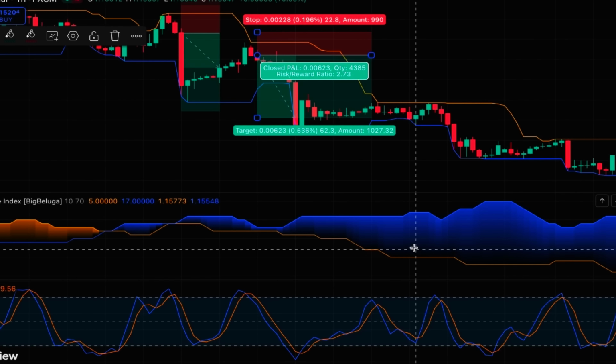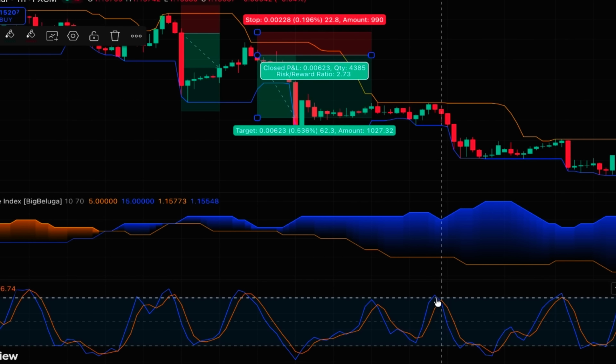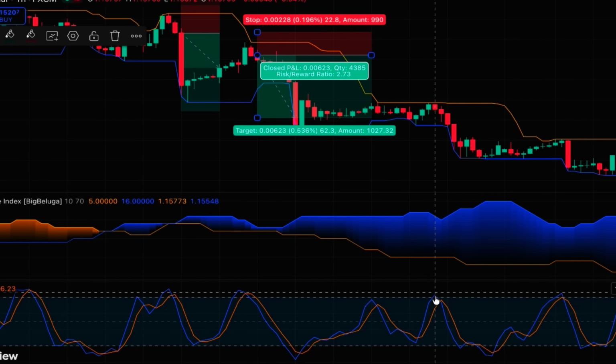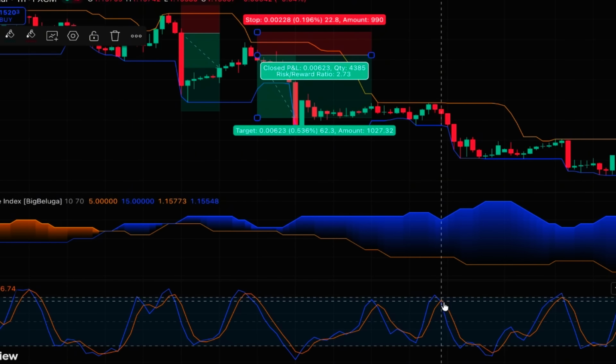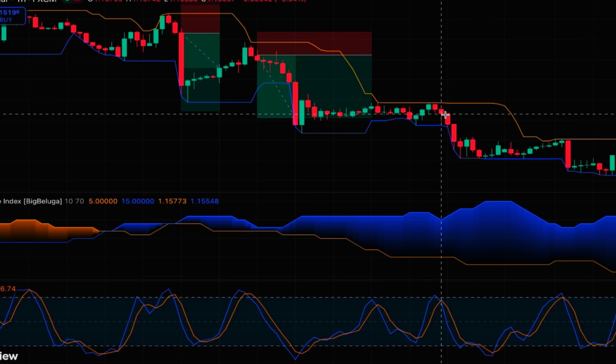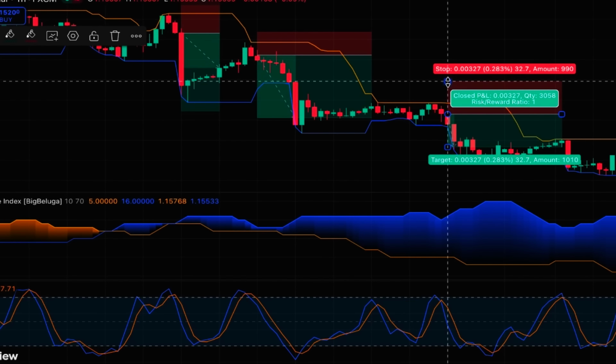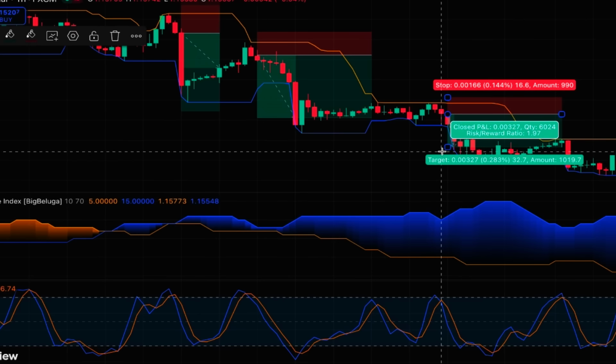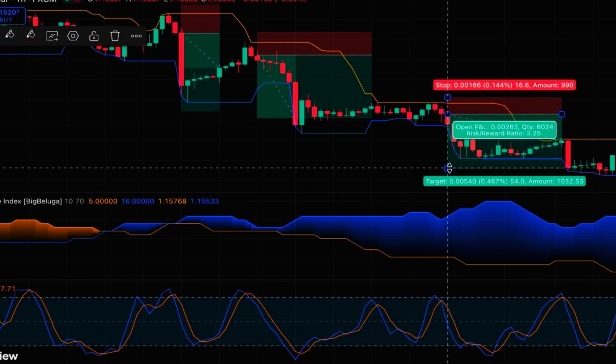And here you can see that there is another opportunity where the K% line went above 80 and then it crossed back below the D% line at this point. So in practice we could enter a short position at this point with the stop loss above the orange line and profit target at 1.5 risk to reward ratio.